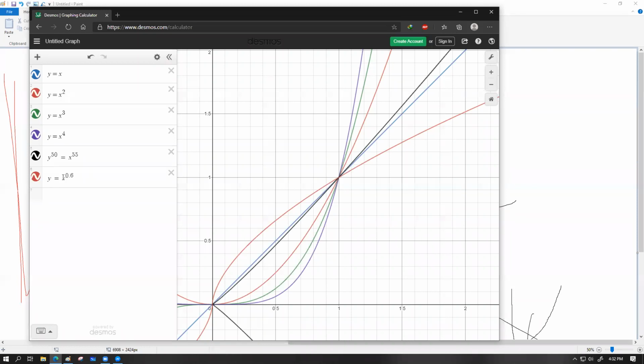Because there is no plus anything over here. If you place the value of 1 over here, 1 to the power anything gives you 1. 1 to the power 1 gives you 1, 1 squared gives you 1, 1 to the power 1.5 gives you 1, 1 to the power 3, 1 to the power 1000 gives you 1. Power of 1 always gives you 1.